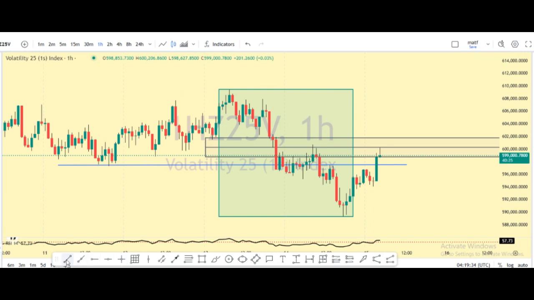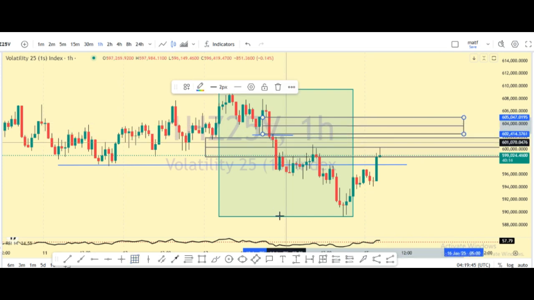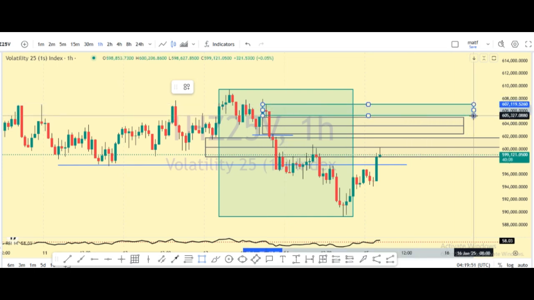So on the hourly, this is the 1 hour. I have a mini structure here. So my entry is just within the range. I'll say my entry is within this order block and this fair value gap. So my entry is within this range here. You see this order block here. This is where I'll place my entry.